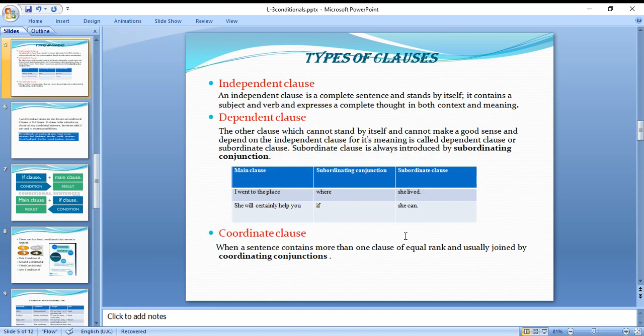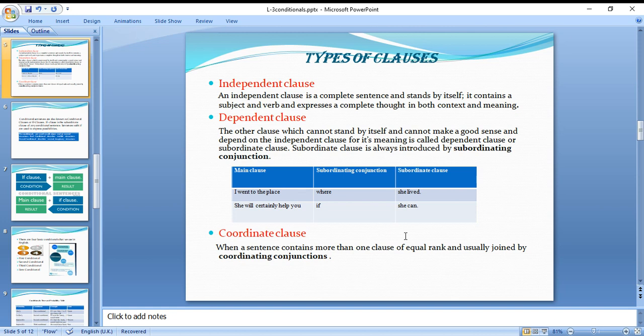Number one, independent clause. An independent clause is a complete sentence and stands by itself. It contains a subject and verb and expresses a complete thought in both context and meaning. It is also known as principal clause or main clause.